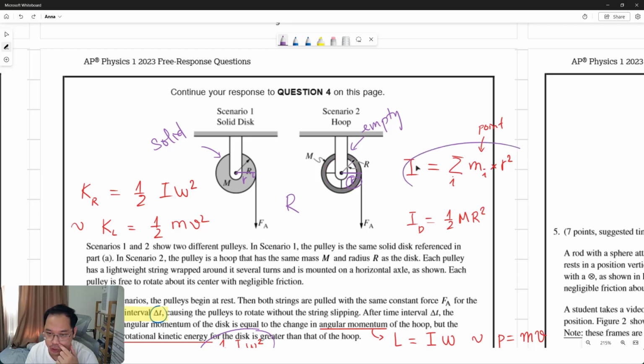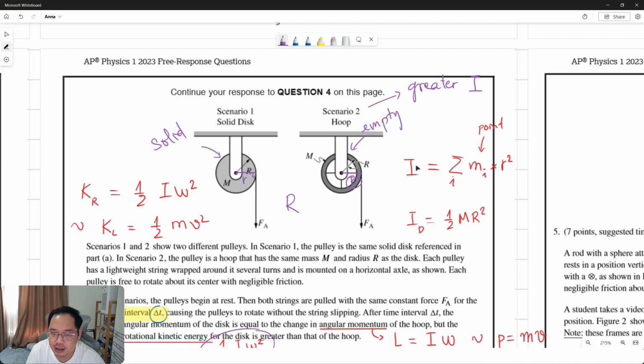And according to this formula, the distance from the mass points for the second object here, the hoop, will be greater than the distance from individual mass points on this solid object, which means that the hoop here will have a greater moment of inertia, meaning it is harder to accelerate the hoop.